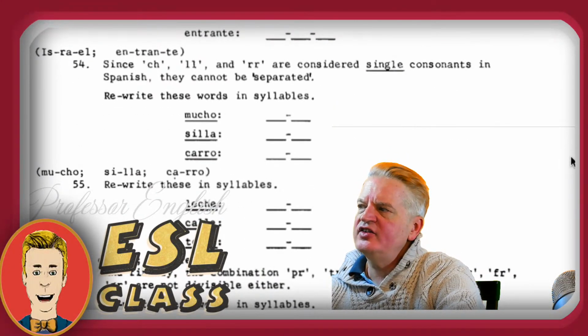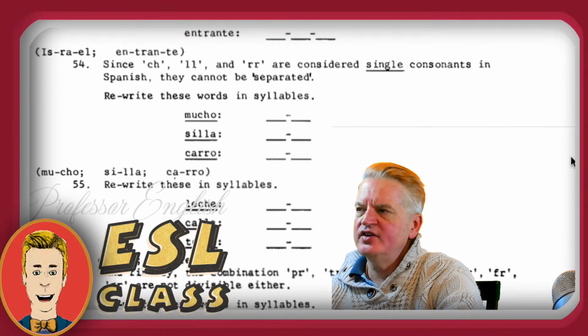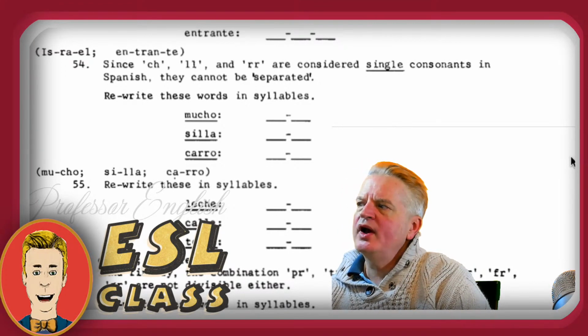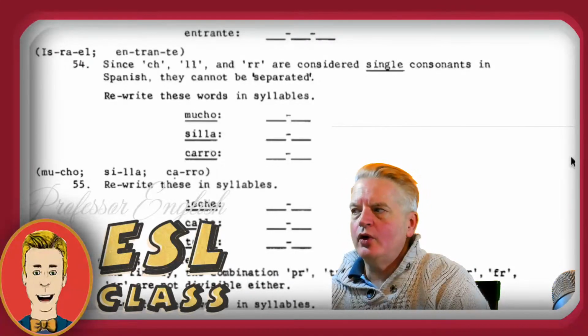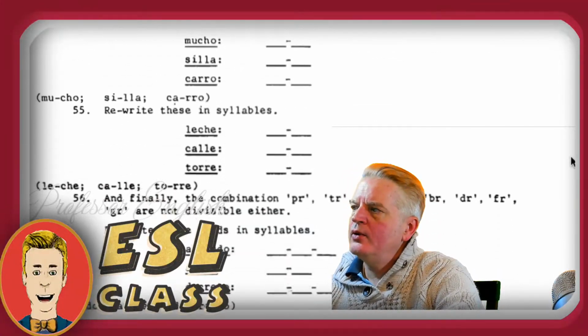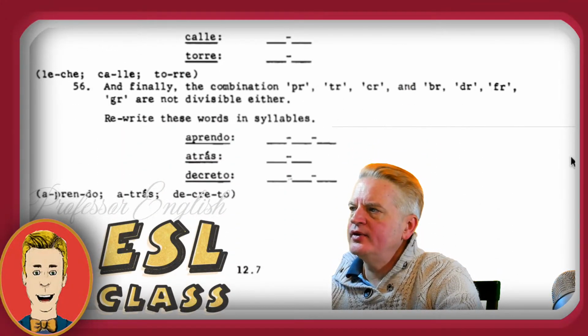54. Since CH, double L, and RR are considered single consonants in Spanish, they cannot be separated. Rewrite these words into syllables. So you have mucho, and silla, and carro. Okay.